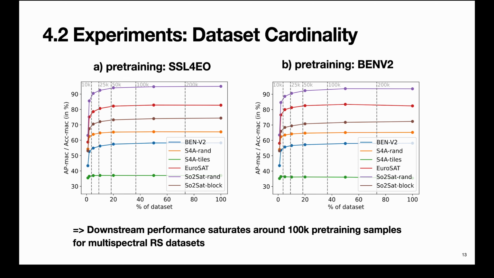A likely explanation is that, unlike computer vision images, remote sensing data has bounded diversity. It is constrained by the sensor characteristics and by the Earth's surface itself, which limits the amount of new visual information additional samples can provide. Due to time constraints, I will only briefly summarize the remaining two experiments. For further details, we refer to the original paper.